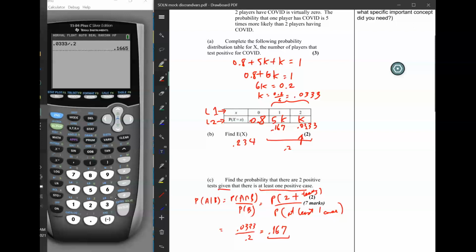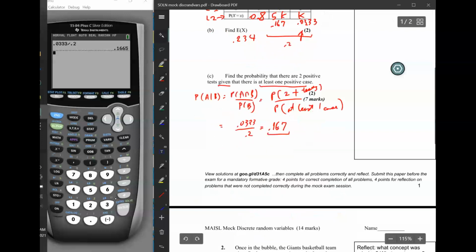So what's the probability that you have 2 positive cases? It's very small, 0.0333. But assuming that you have at least one positive case, then the probability that you have 2 positive cases is much larger, 0.167, because you already know that you have at least one case. So the only possibilities are that you have 1 case or you have 2 cases. Okay? All right, let's go to the next screen.